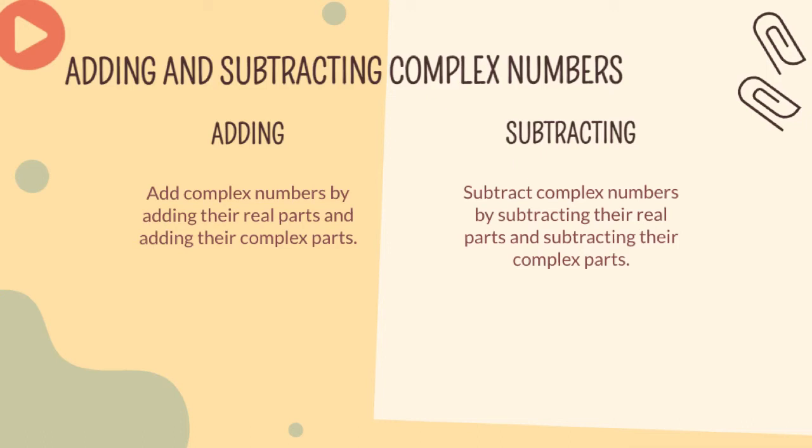Adding and subtracting complex numbers. When we add complex numbers, we add the real parts of the complex number and then we add the complex parts. You can't add a complex part to a real part or vice versa.